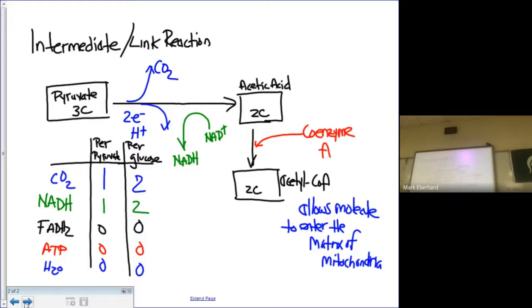Nothing hugely significant outside of you've prepped the molecule so it can go into the mitochondria. This is a necessary step to prep the molecule to enter the mitochondria so you're able to harvest the energy from it.